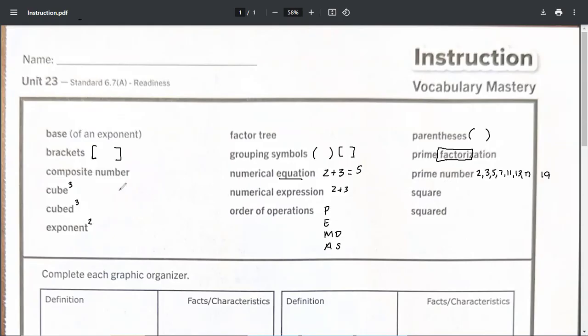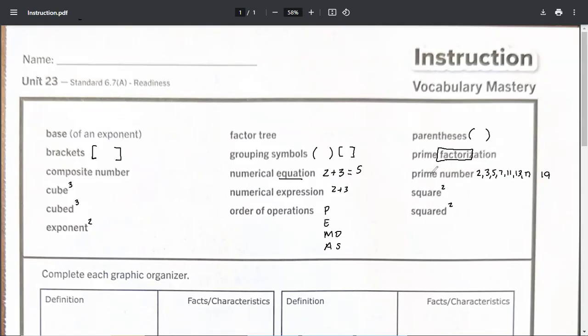Square and squared are the same thing, like cube and cubed. Cube is a 3D shape. There's three numbers we're multiplying. That's why we put a 3 on top. Squared are 2D shapes because there's only two numbers, a base and a height. So squared is when you have a 2 as an exponent.